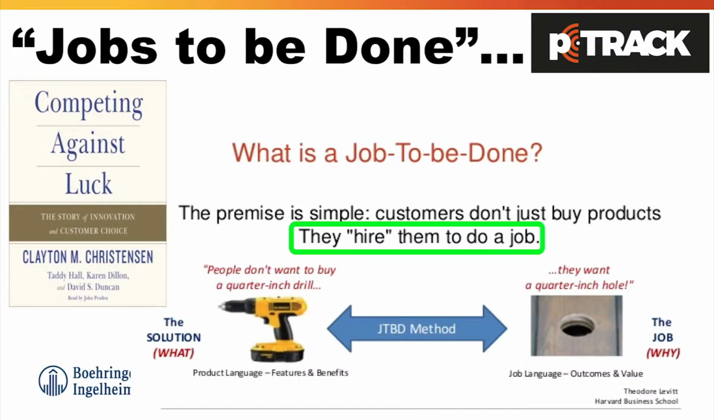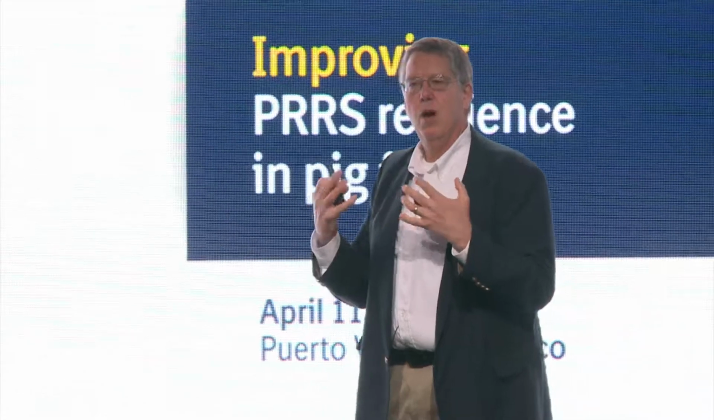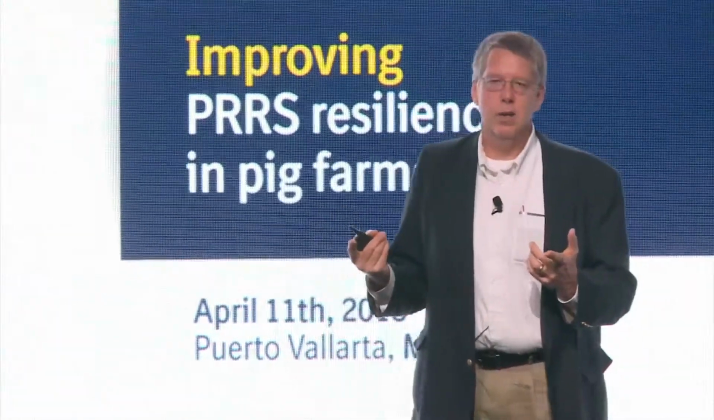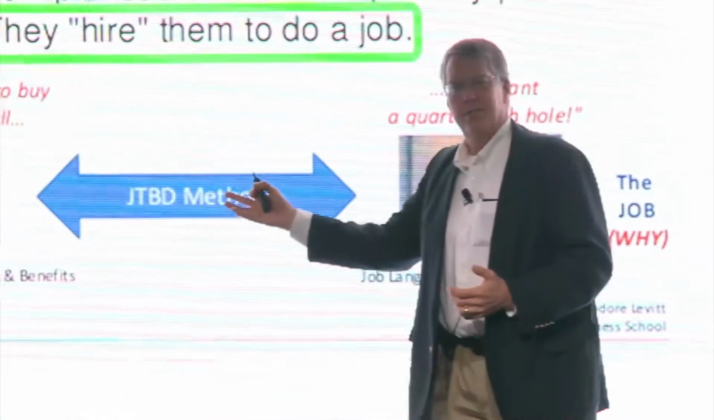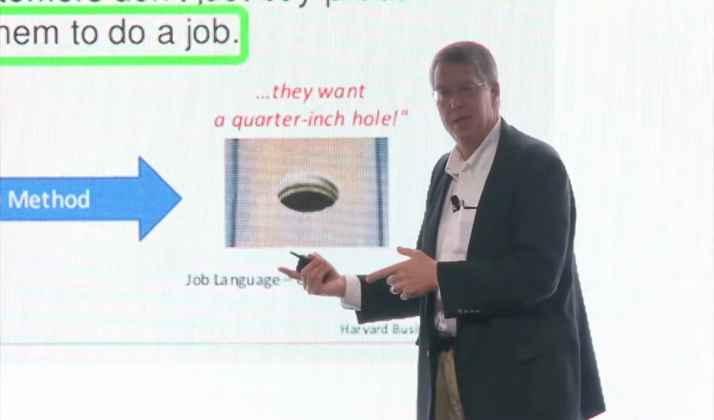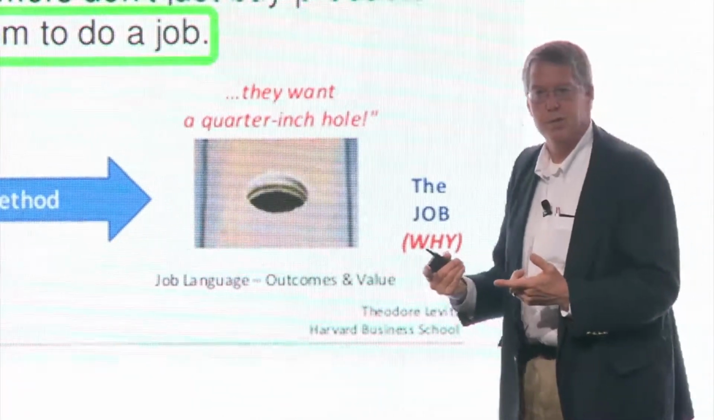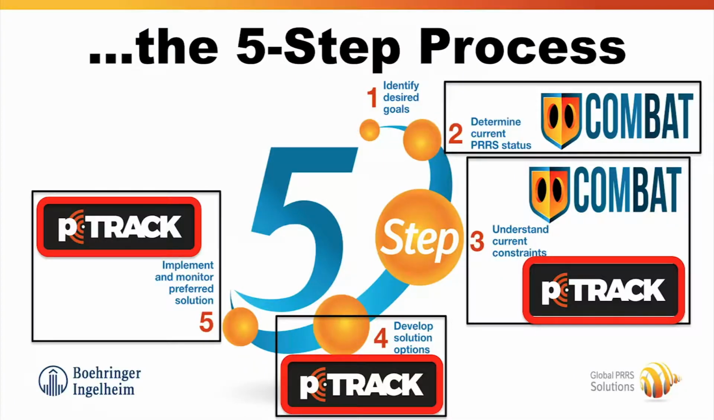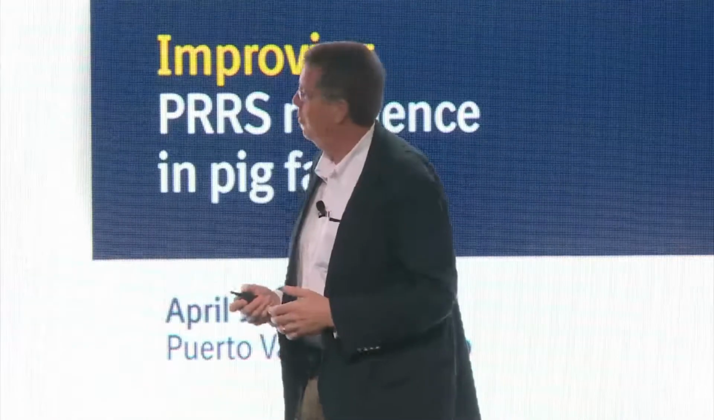Jobs to be done is a very simple premise: all of us, we don't buy products just to buy products. We hire products to do a job. The classic example is a drill. We don't buy a drill just to have a drill. We buy a drill to drill holes. So drilling holes is the job to be done, and we hire the drill to drill the holes. Think about Combat and PTRAC in that context, about what jobs we're hiring them to do.